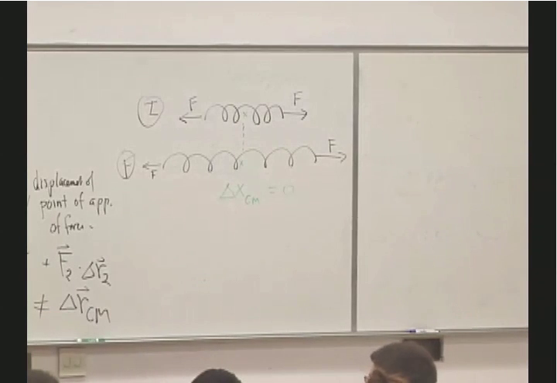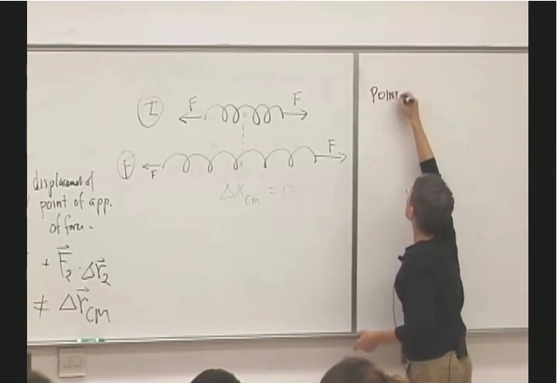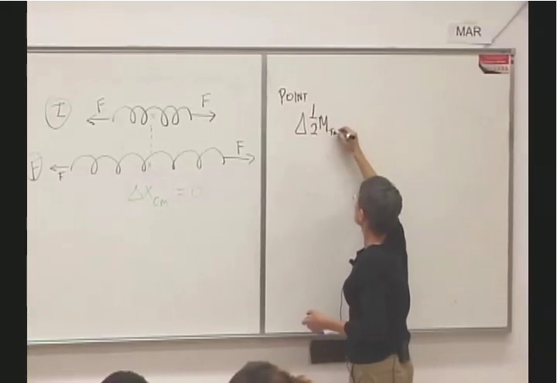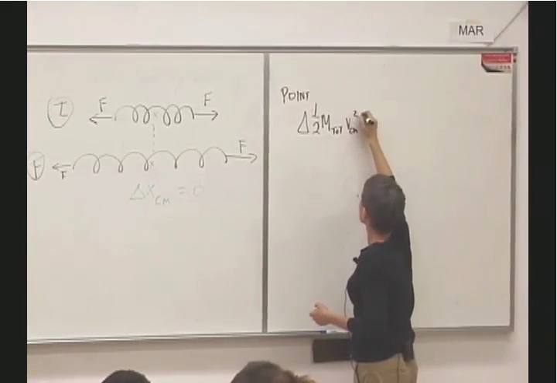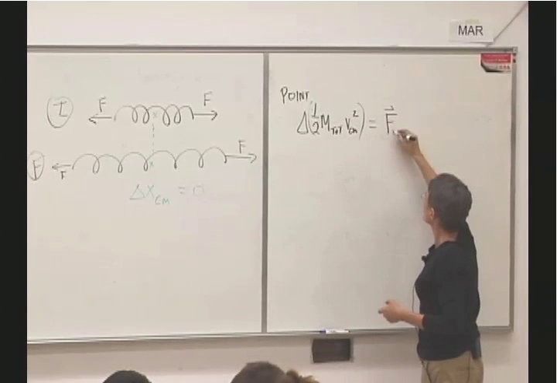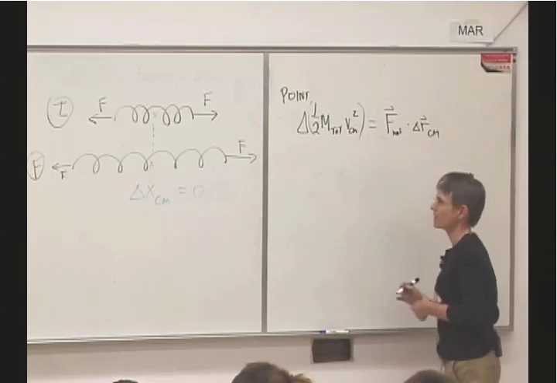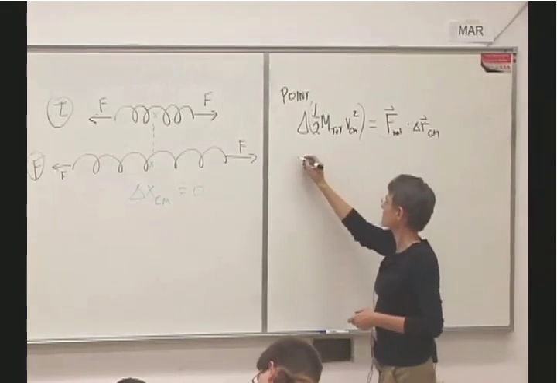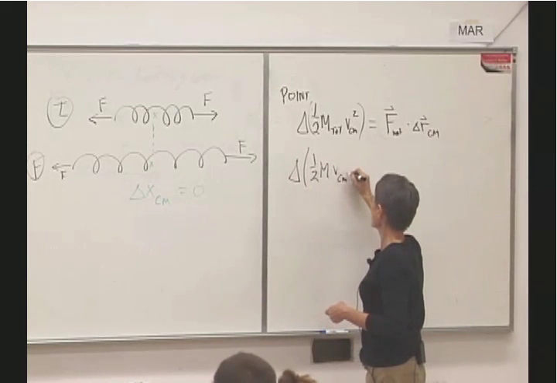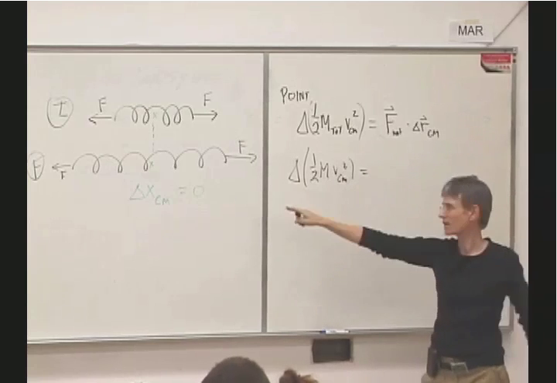So let's do this thing. Let's do the point particle version. The change in translational kinetic energy is F net delta R center of mass. So that looks like the change in a half m v center of mass squared is equal to, well, the net force is what here?